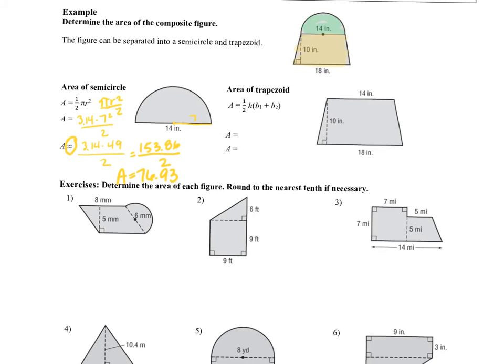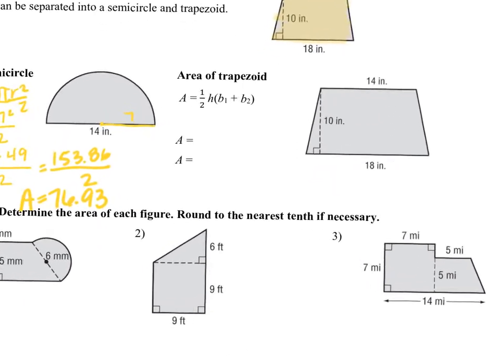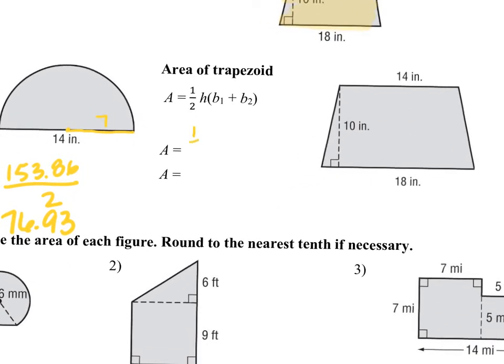Okay? So let's find the area of the trapezoid. So the area of the trapezoid is 1/2. They're putting height first, so that's okay. So we could go 1/2 times 10. And then base 1 is 14 plus base 2 is 18. Do you see where I got those numbers? This base 1, base 2. Doesn't matter which order you put them in. Okay, so I'm going to go ahead and add. Order of operations tells me to add 14 and 18. So I'm going to get 32 there.